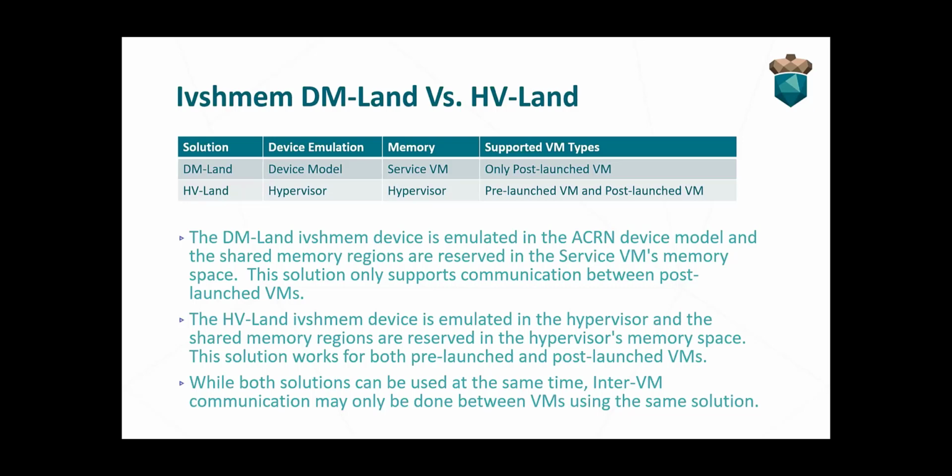Please note that if you want to communicate between two VMs, these two VMs must use the same solution, which means if one VM uses DM-land, the peer side must also use DM-land. We cannot combine the DM-land and the hypervisor-land solution in the same channel.